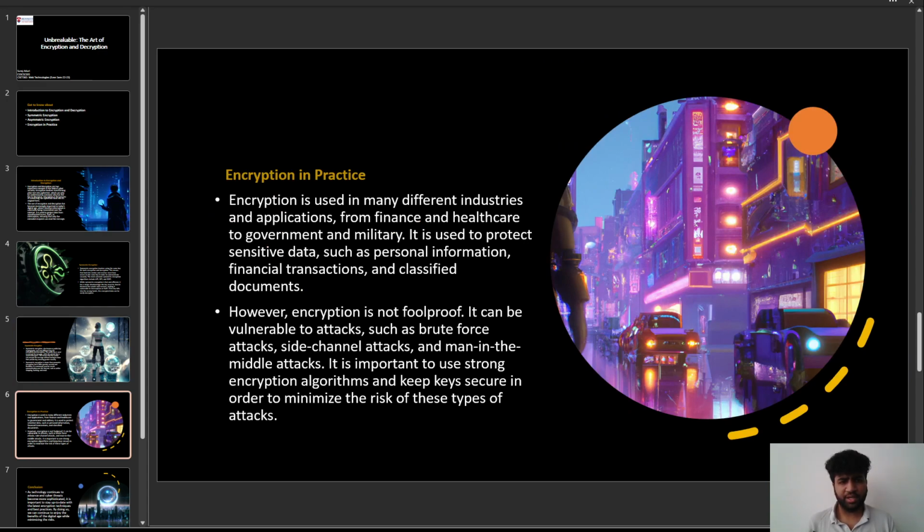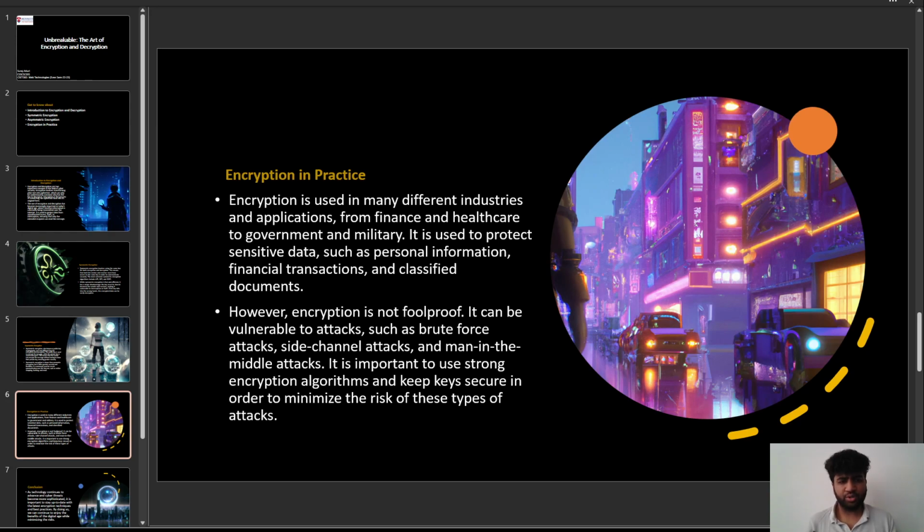Encryption is used in many industries and applications, from finance and healthcare to government and military. It is used to protect sensitive data such as personal information, financial transactions, and classified documents. However, encryption is not foolproof. It can be vulnerable to attacks such as brute force attacks, side channel attacks, and man in the middle attacks.